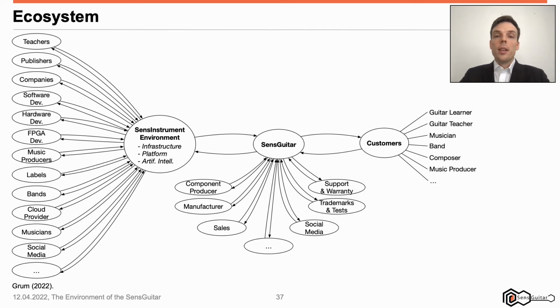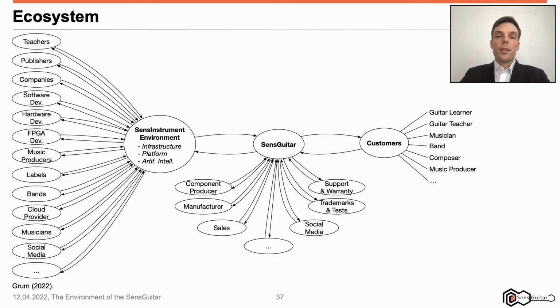Right at the center, you can find the SensGuitar and roles that directly generate value for the SensGuitar and its physical manifestation. For instance, its electric boards need to be produced, its wooden components need to be manufactured, all needs to be sold. Social media channels can be integrated for streaming content such as YouTube, Twitch, etc. Certificates and standards are tested by trademarked institutions. Further, support and warranty will be provided by the company called SensGuitar.